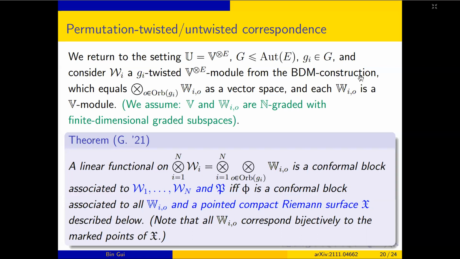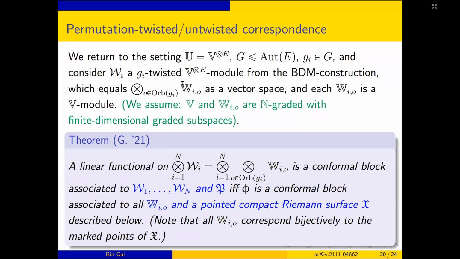Recall that this WI is a tensor product of V modules. Previously, when we discussed the Barron-Mason construction, we said that if GI has only one orbit, then WI is just a module of V. If you have several different orbits, then for each orbit I choose a V module, and on this same vector space I introduce a twisted structure. So the number of tensor components is the same as the number of GI orbits.